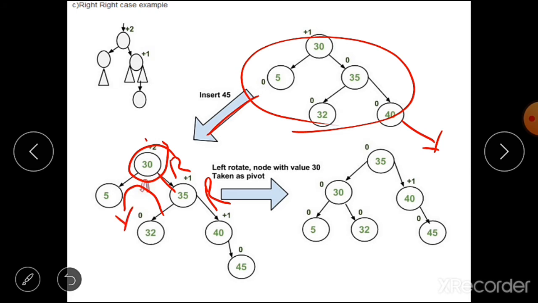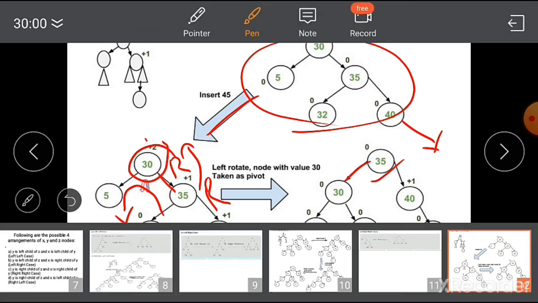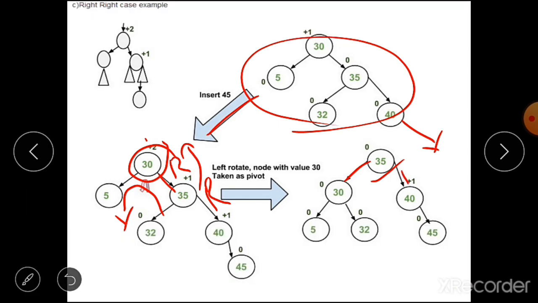So left rotation means 30 comes downward and 35 will be the root. So 35 will be the root and 30 is the left subtree of 35, and 40 and 45 are the right subtree of 35, and there is a 32, the left child of 35, that becomes the right child of 30.